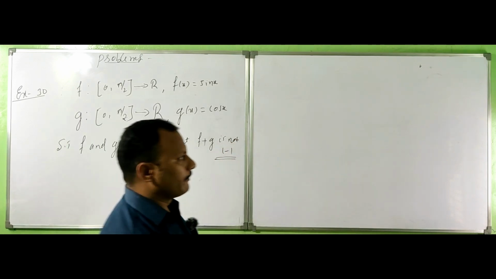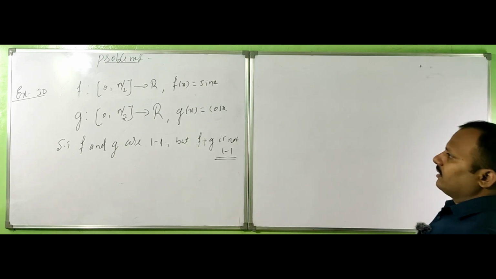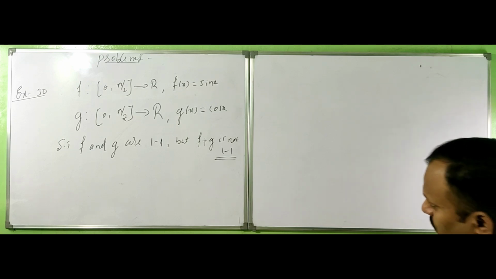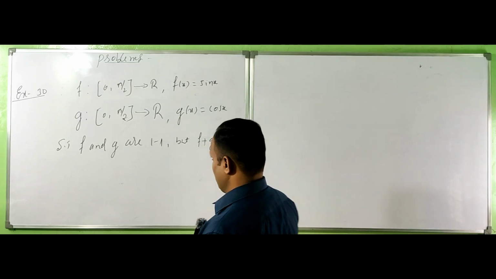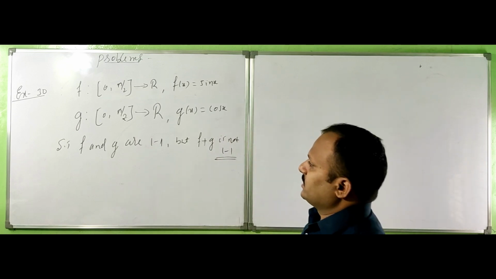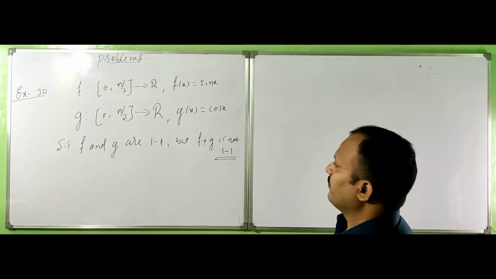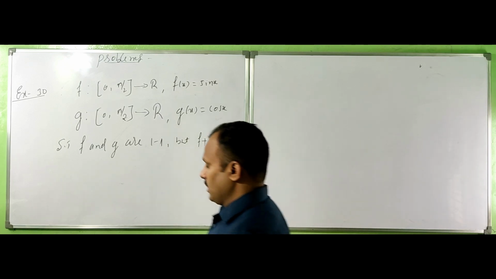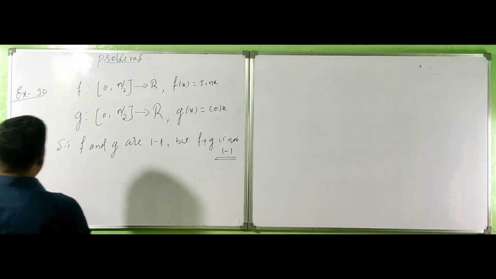I am repeating. The question: f is defined from the closed interval 0 to pi by 2 mapping to R, real numbers. F of x is equal to sin x, and g has the same domain, mapping to real values, so g of x is equal to cos x. Show that f and g are 1-1, but f plus g is not 1-1. I have to show the solution.